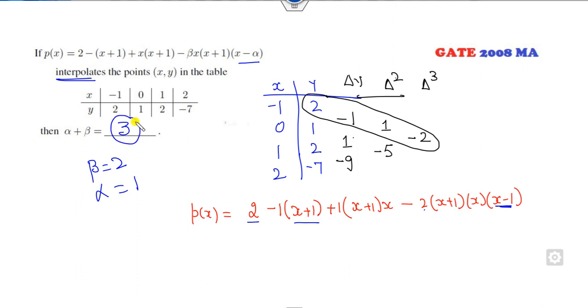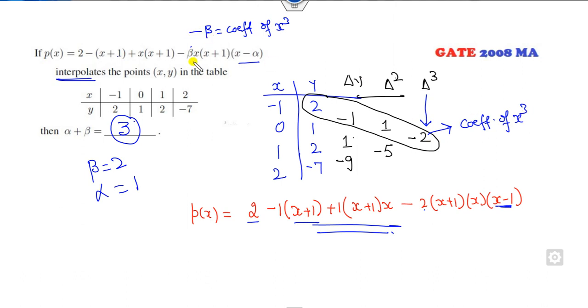The right answer is 3, otherwise there is no need to write this equation. Beta is nothing but my coefficient of x cube. So what is the coefficient of x cube? Sorry, minus beta is the coefficient of x cube. So what is beta? Beta is my 2, and it's a degree 3 polynomial. You can see minus 1 is already there, 0 is already there, so 1 is the right answer.